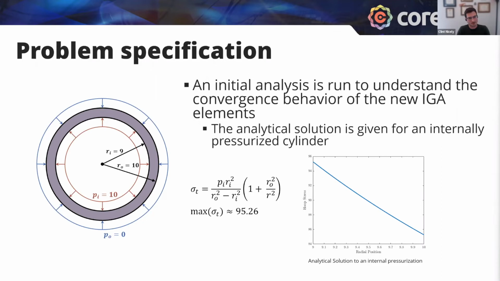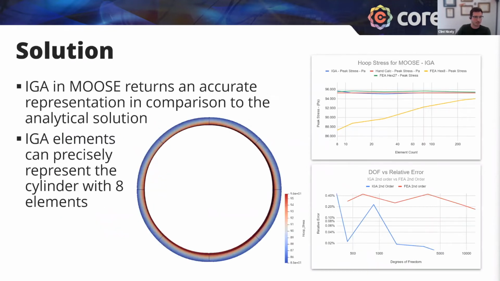When you look at the analytical solution provided here, that's sigma t. When you put all those values in, you come to the maximum stress being about 95.26 pascals. In this plot, we can see that we also have the stress distribution through the thickness of the cylinder. So we ran through this analysis in Moose with increasing levels of fidelity for our mesh. And these are the answers that we get, and we get some very nice answers here.